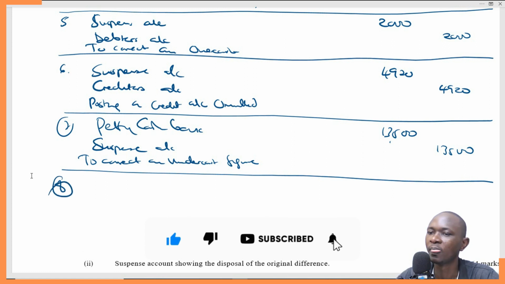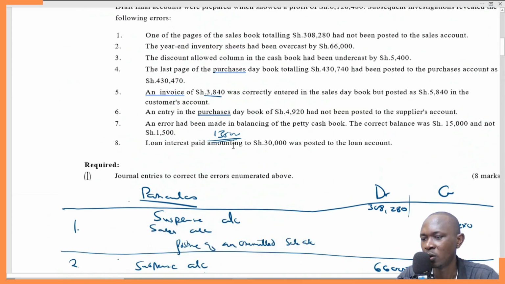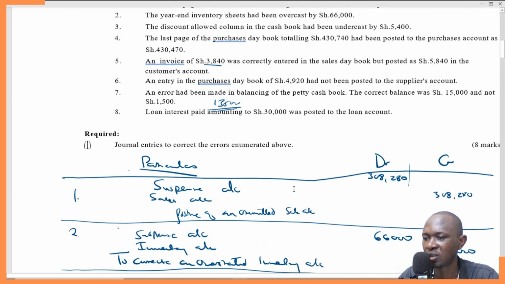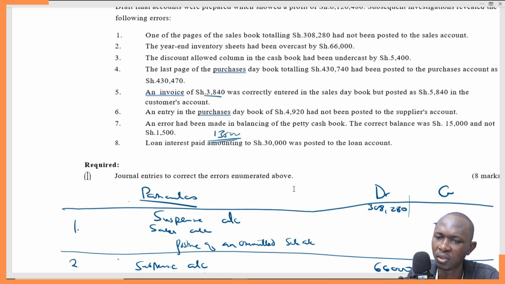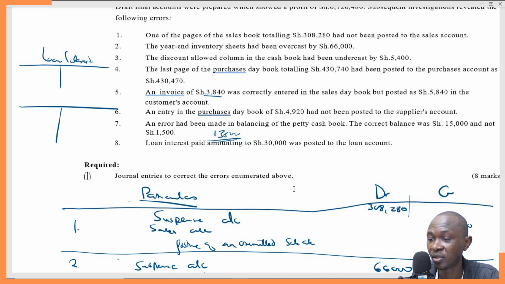Then we go to number 8. Number 8 is loan interest paid amounting to 30,000 was posted to the loan account. This one is quite tricky. Loan interest paid amounting to 30,000 was posted to the loan account. Now this most likely is the error of principle. You can see loan interest is an expense, and the loan is not an expense, it's a liability. So there's a big error here.